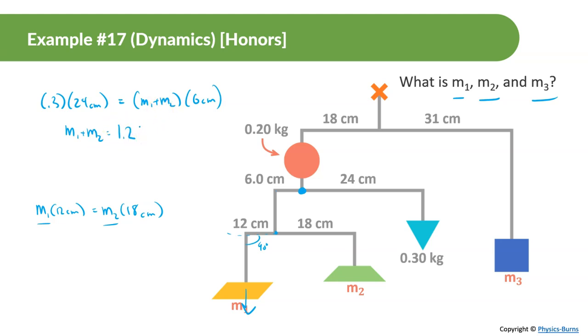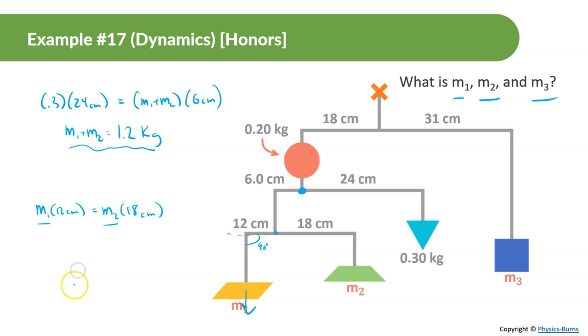1.2 meters. Wait, what happened? Oh, 1.2 kilograms. Okay, great. 1.2 kilograms. So I don't know what M1 or M2 is, but I know both of them combined is equal to 1.2 kilograms. So now what I can do is combine some of this.